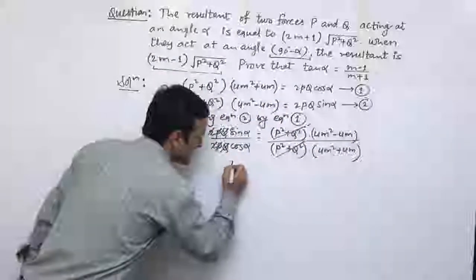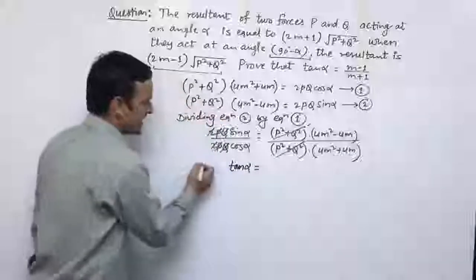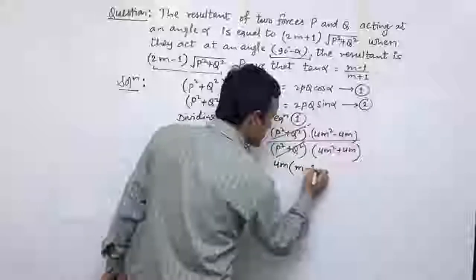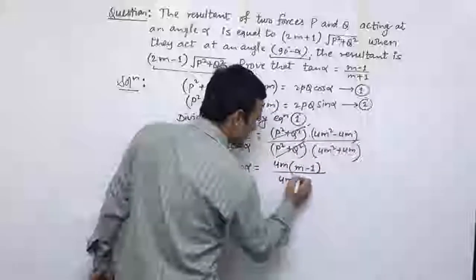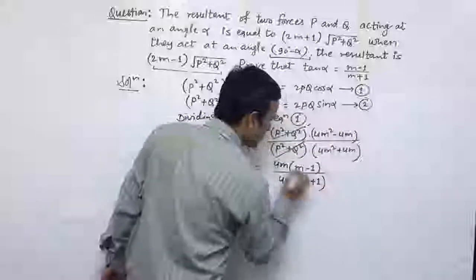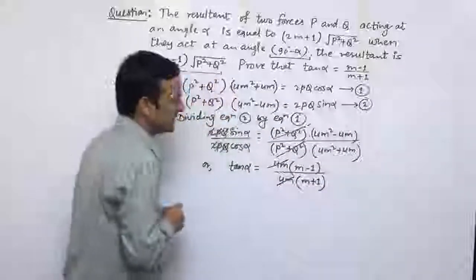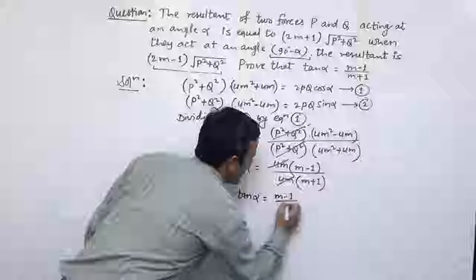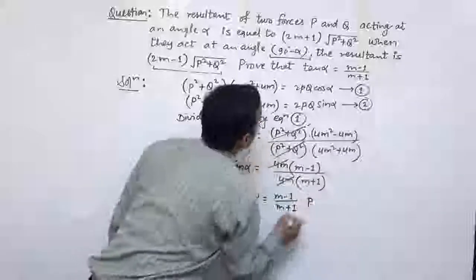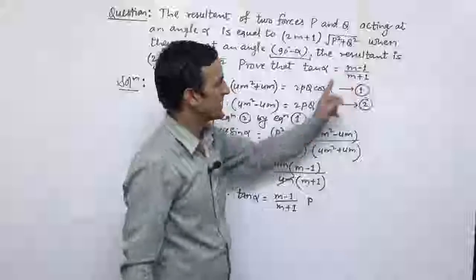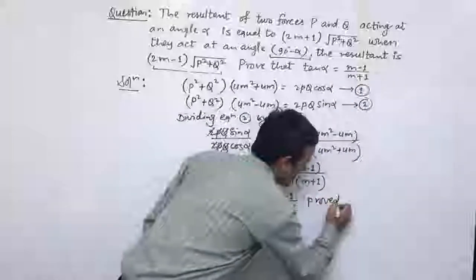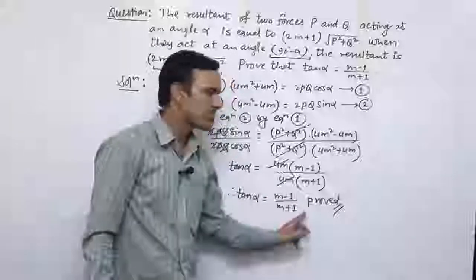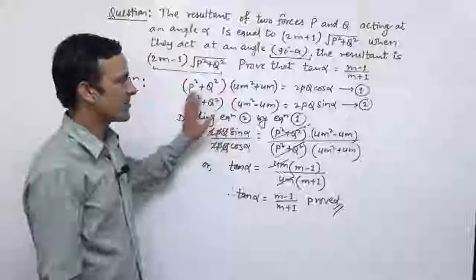So let's write it is tan alpha. Here we can take out common 4m. So it is m minus 1. And here is also 4m. So it is m plus 1. So 4m we can cancel. And we get tan alpha is equal to (m minus 1) divided by (m plus 1), which is our required result. So here is the result. So hence we can prove the result tan alpha is equal to (m minus 1) by (m plus 1). So this is the solving process.